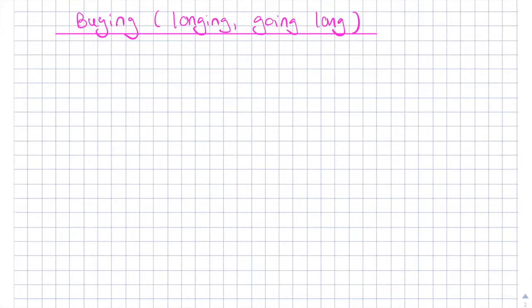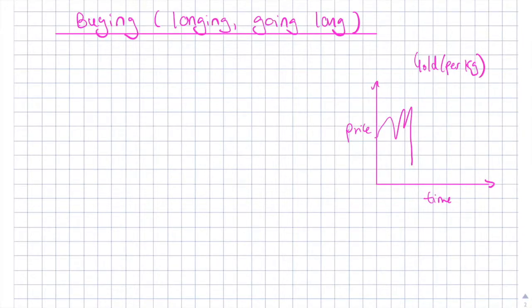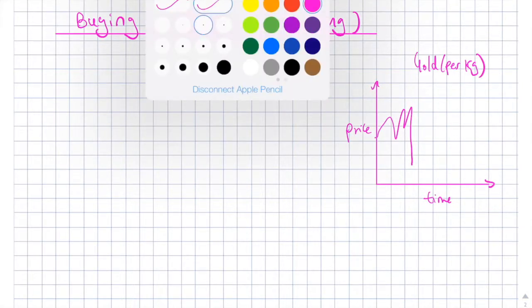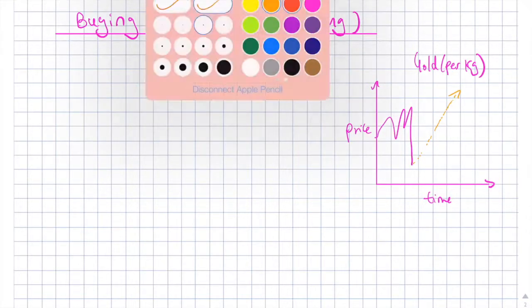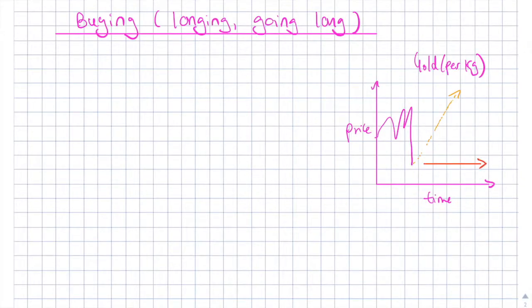So let's say we have gold. Let me draw the graph for gold, the price of gold, and here's the graph. Let's say that I predict that in a certain amount of time, the gold will rise from £20,000 per kg to £30,000 per kg. But I have no money to buy it. I have no money to invest in it.